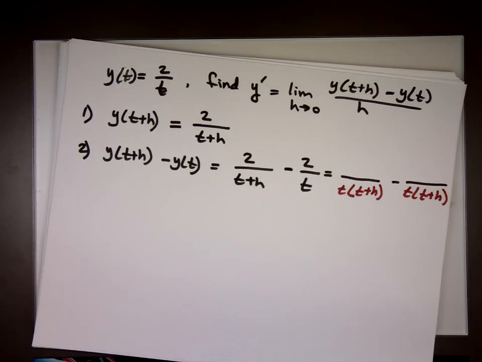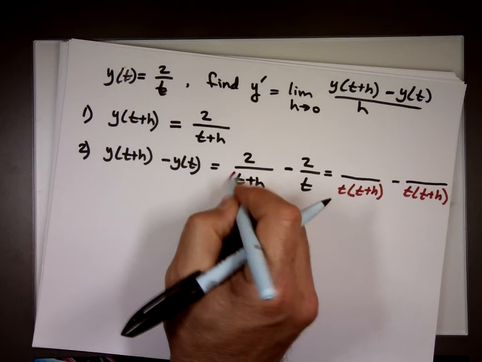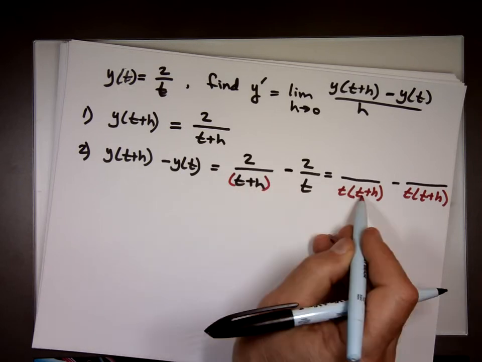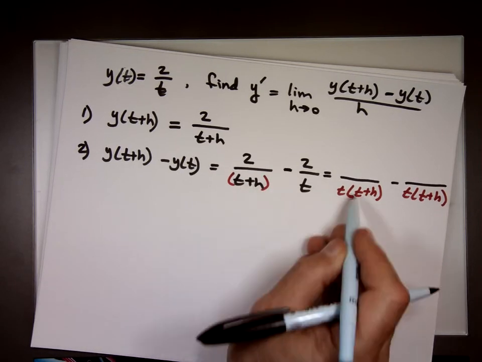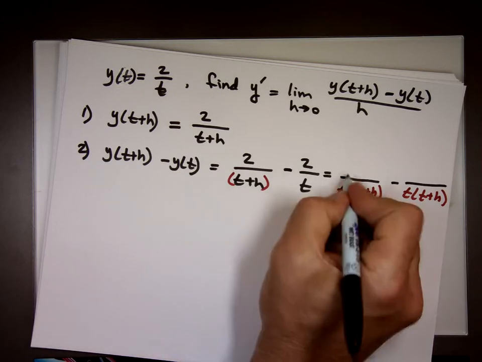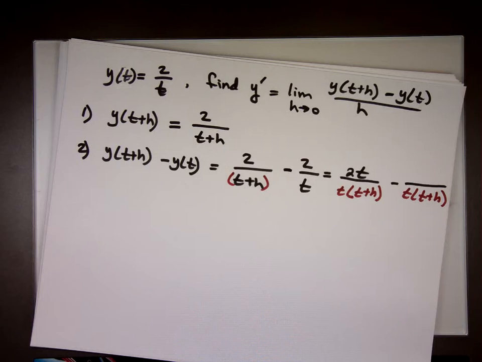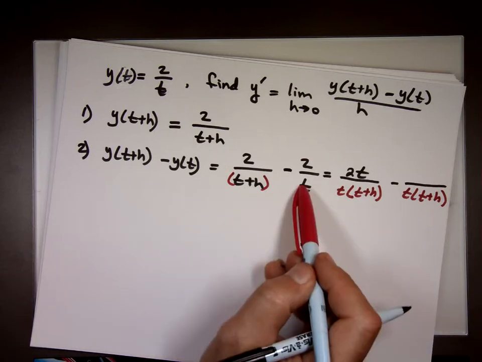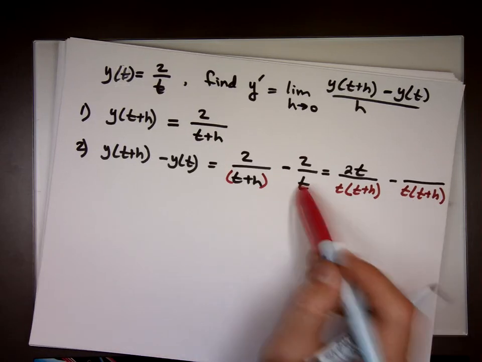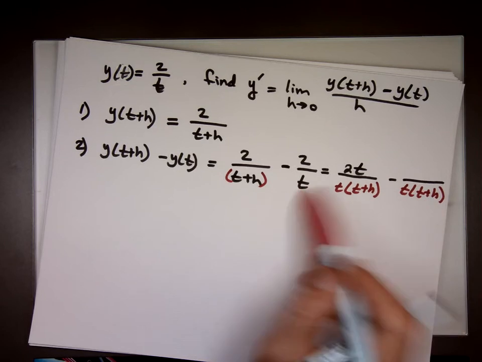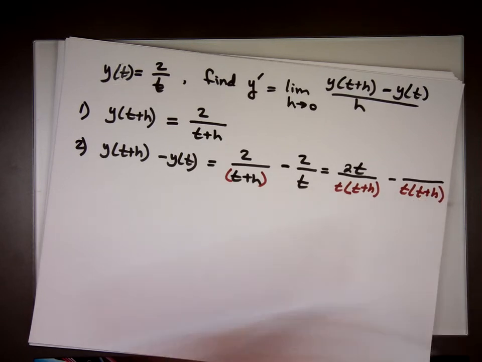So this one here, you need to multiply it by what to make it look like this? T. So the top should be what? 2t. To change this to that, we need to multiply it by what? T plus h.